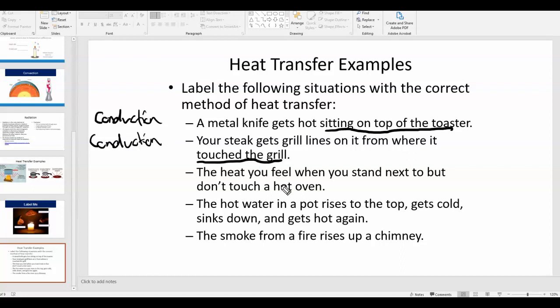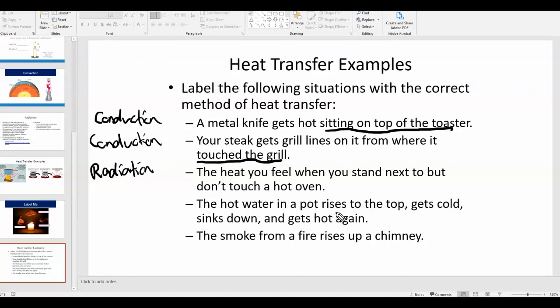The heat you feel when you stand next to but don't touch a hot oven. Okay, and so remember, when you're talking about convection, you're talking about heat rising. If you're not above a hot object but you're still feeling heat from it, then that's probably heat transfer through radiation, because hot objects can emit infrared photons in all directions.